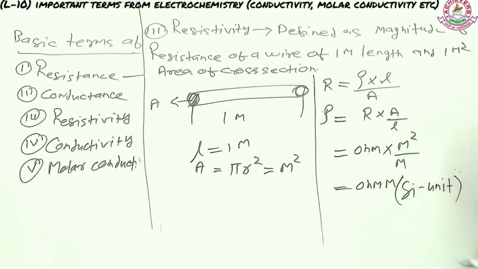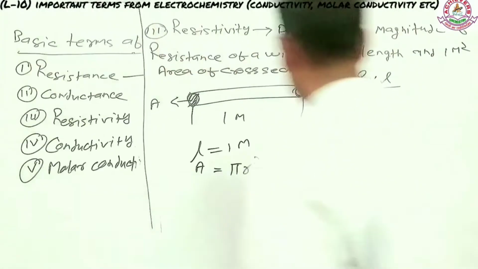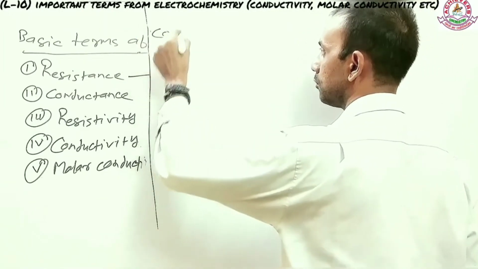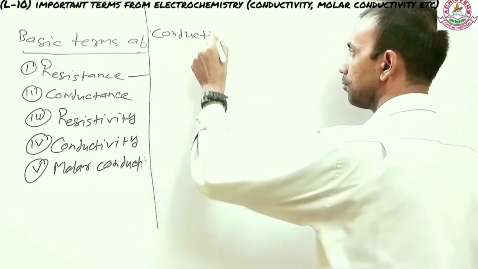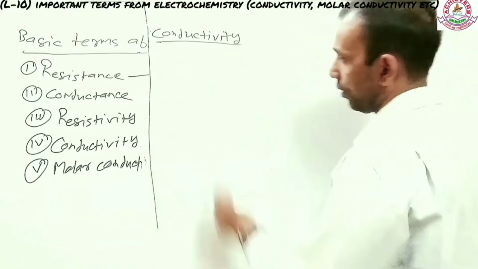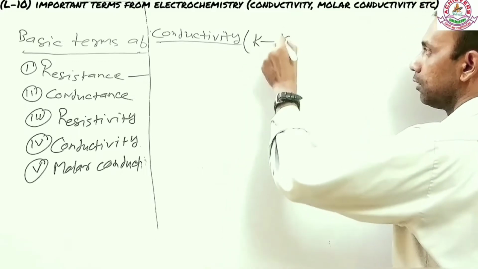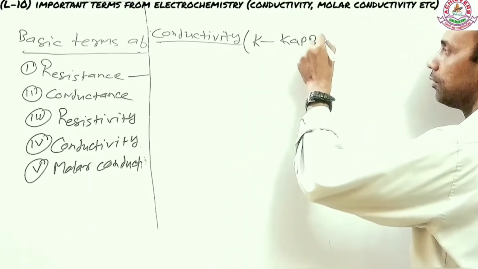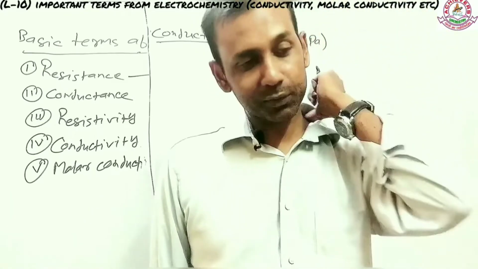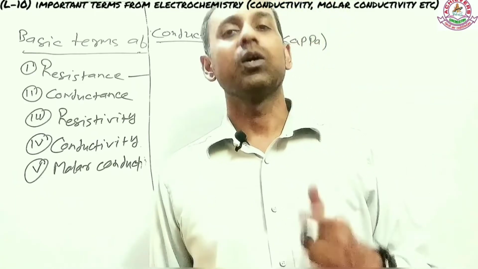Now let's get back to the next thing, and what we have is conductivity. So let's talk about conductivity. Conductivity is represented by K, also called kappa.